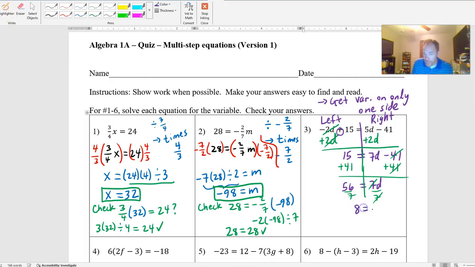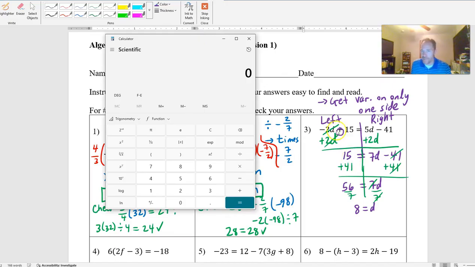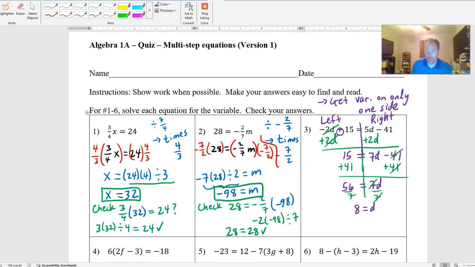So, of course, there's the check step here. Now, I don't have a lot of space to do the check step, but I'm just going to do a little bit of work on the calculator. On the calculator, the left side, we had negative 2 times d plus 15. So a negative 2 multiplied by, I think d is 8, and then add 15 to that. So the left side comes out to negative 1. I'm going to jot that down, if we're doing the check step here.